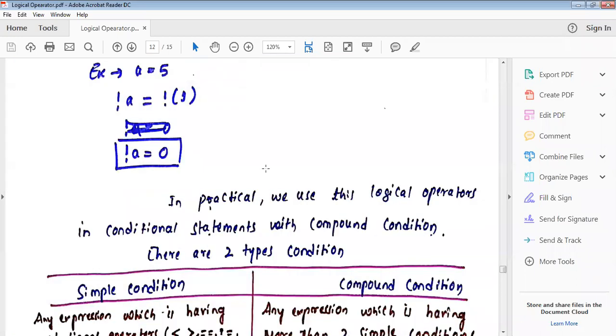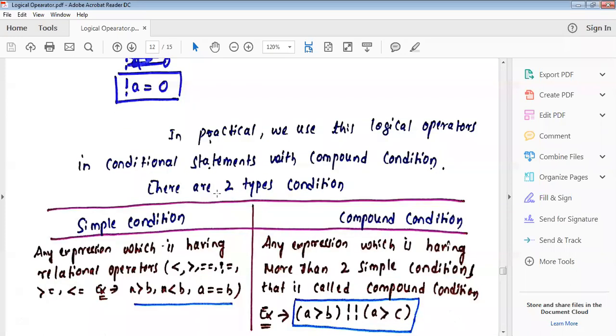This is all about how to apply the logical operations. So there are 3 types of logical operators: and, or, not. Logical or, logical and, logical not. But in practical use, where do we use these logical operators?